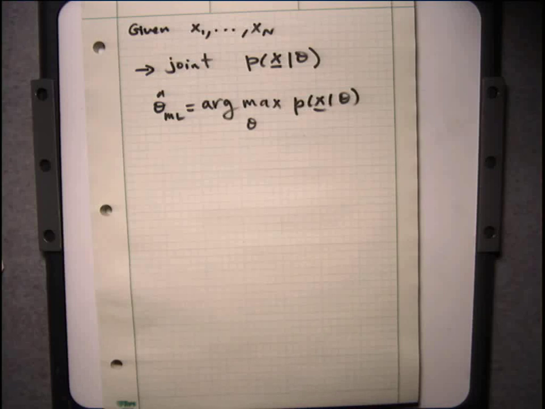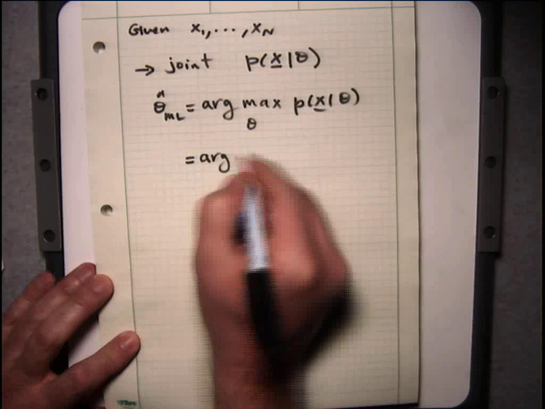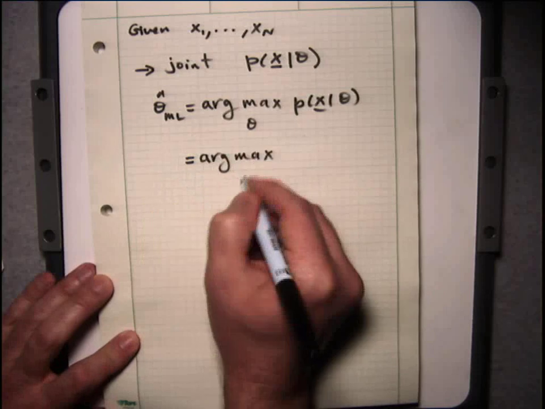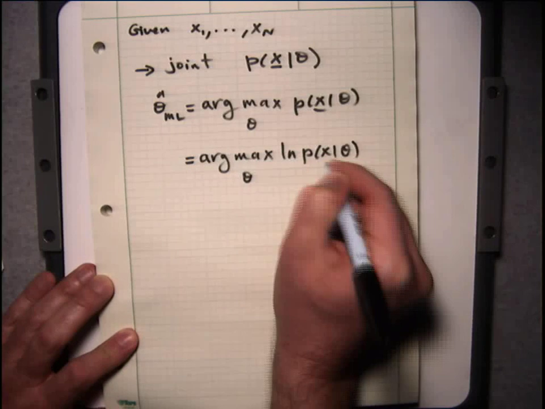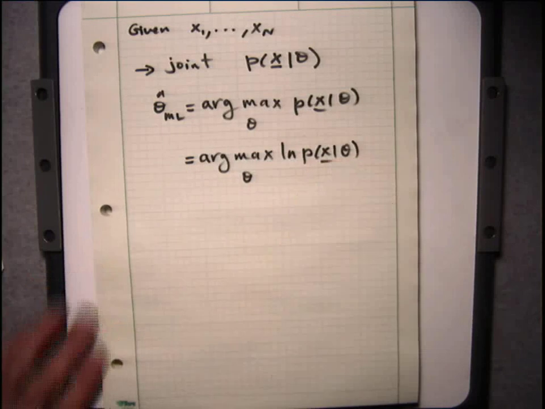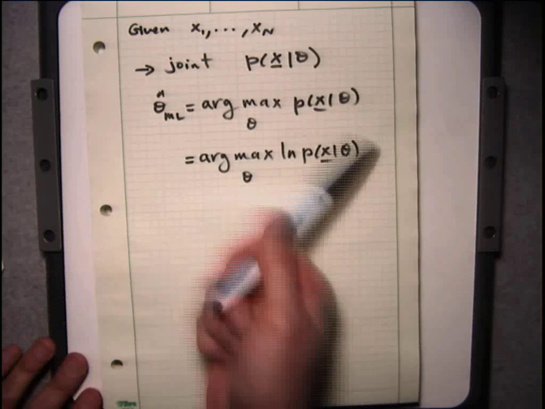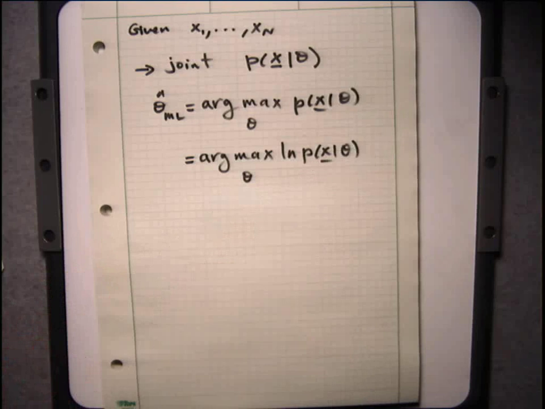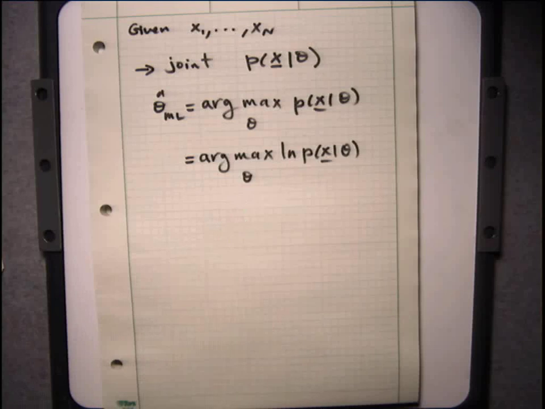Another way to think about it, a completely equivalent way, is the argument that maximizes over theta the log of this joint PDF. The log is a monotonic function, so it's not going to change the location of the peak that you would be finding. Oftentimes, because these probability density functions look like e to the something, it's easier to deal with the log. And so this is the log likelihood function. Okay.